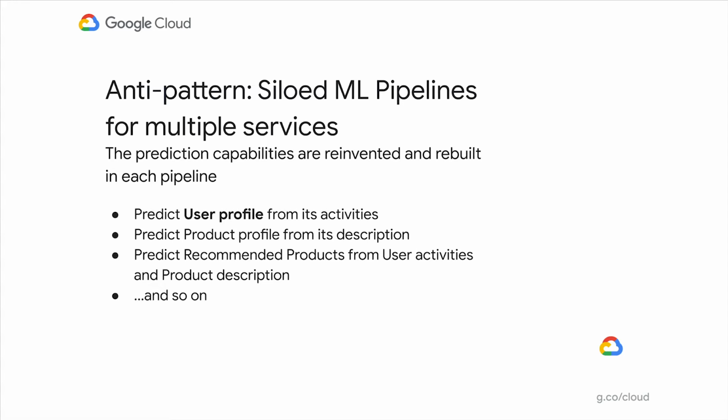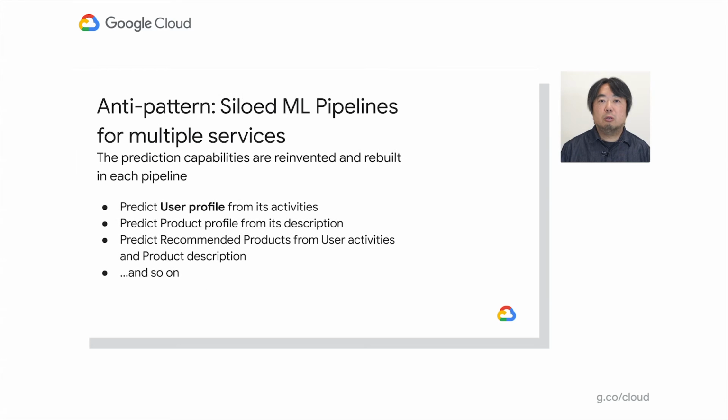So for example, for building a recommendation system, maybe you are getting the user profile or user vector from user activities, or product vector from product descriptions, to train a model for the recommendation service.